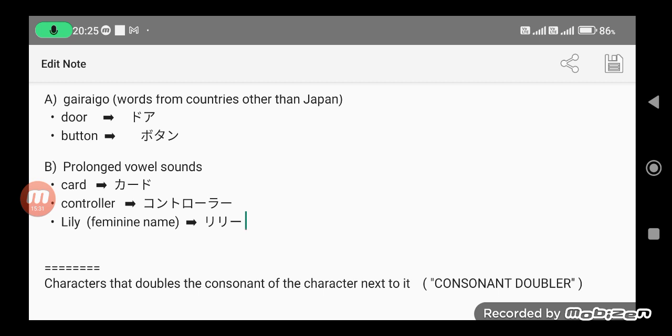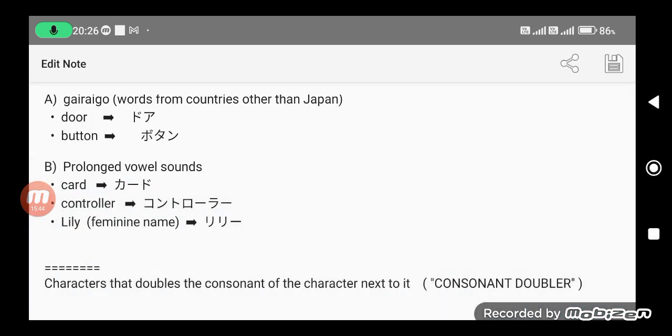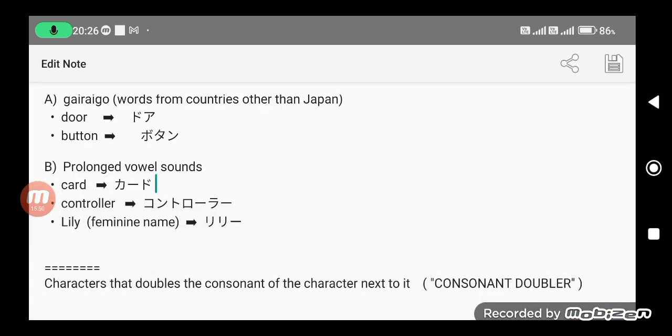Observe, sometimes in katakana, if you want to prolong a sound, you place that one horizontal stroke. You place that one horizontal stroke after the ka. So that would mean kaa is kaado or card. There are situations in which you have to use this dash or horizontal stroke. First is to prolong vowels, and the second situation is when you want to mean an R sound after a vowel.